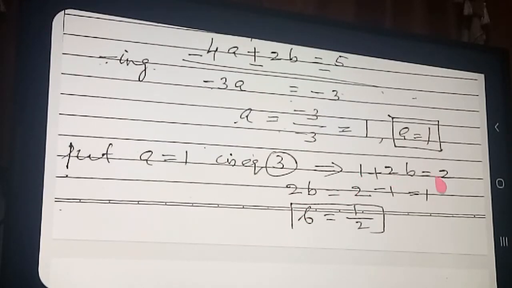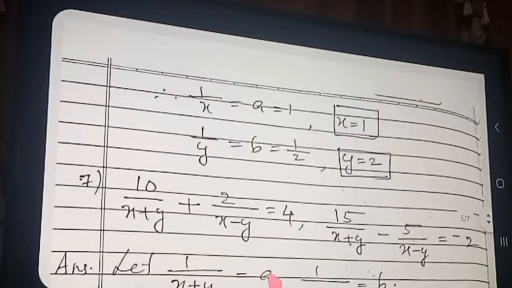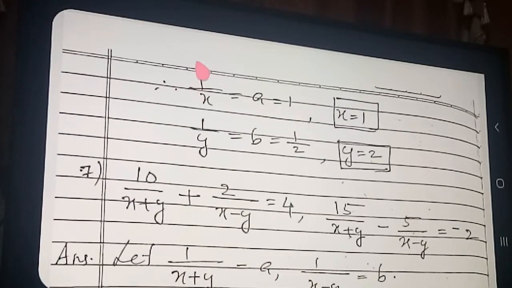2b is equal to 2, so this 1 will go this side. So 2 minus 1. Therefore 2b is equal to 1. Therefore b is equal to 1 by 2. So here also you got the value of a and b both. Got clear? Now what is your aim? We want to find out the value of x and y.